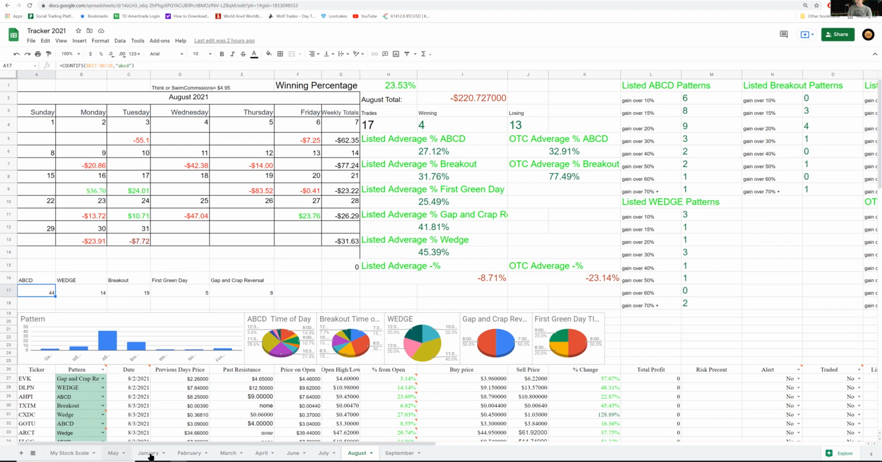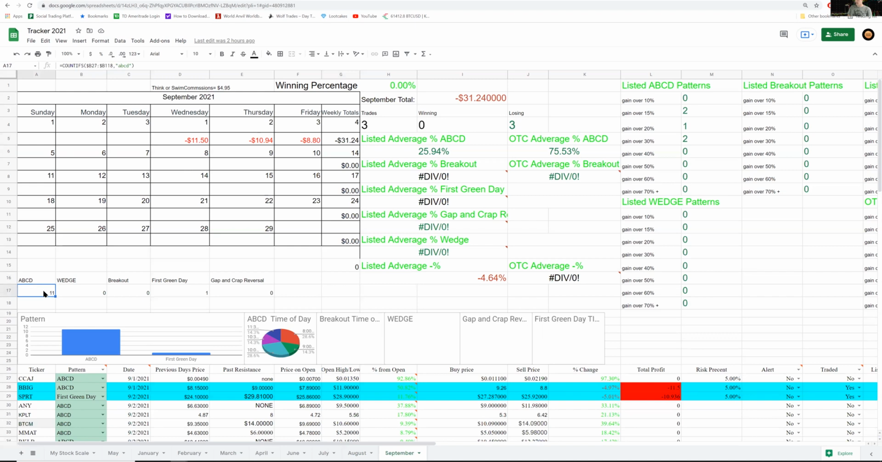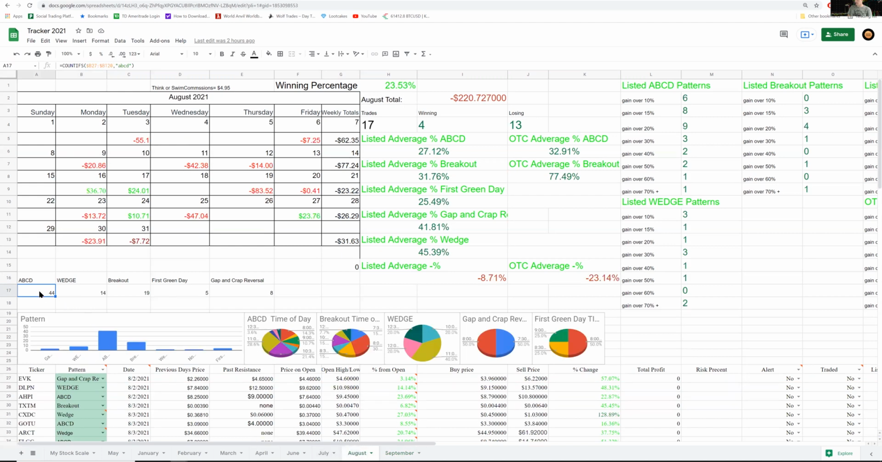Across all different months, from May all the way through September so far, the more common ones are ABCD patterns and wedge patterns. I kind of lump them into the same group, but there are slight variations between the two, which is why I typically have to account for both of those.